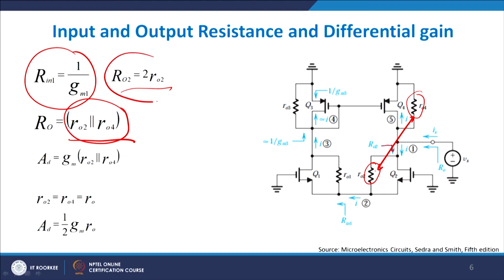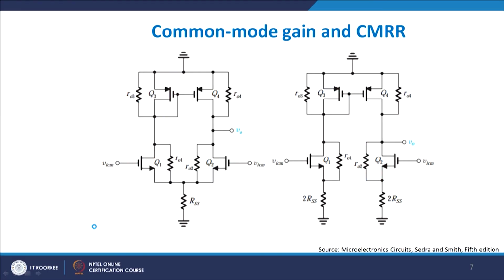We will explain to you why R02 is actually equal to 2 R02, because looking from this side you will have 2 times R02, and looking from this side you will have these two in parallel, and that is what you get here. Therefore the differential gain will be nothing but gm times R02 multiplied by R04. Assuming R02 equals R04 equals R0, I can safely write down AD to be equal to 1 by 2 gm R0, fine, because they are in parallel, right. So this is what you get. Now we will look into common mode gain and differential gain.